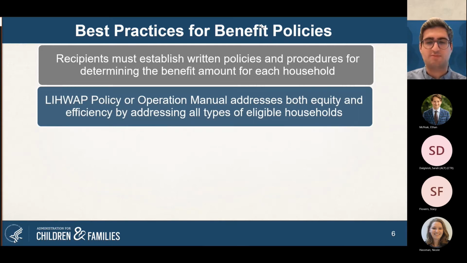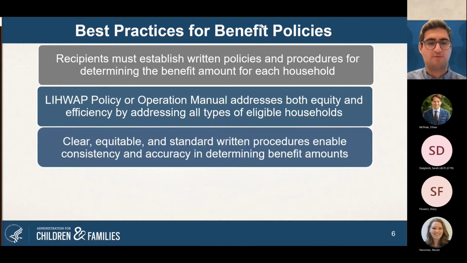This means grant recipients must address all types of eligible households, including households that rent their homes or households that own their homes in rural, suburban, and urban areas. If processes are still being established to efficiently address any of the above households, funds should be set aside to ensure equitable distribution among eligible households.